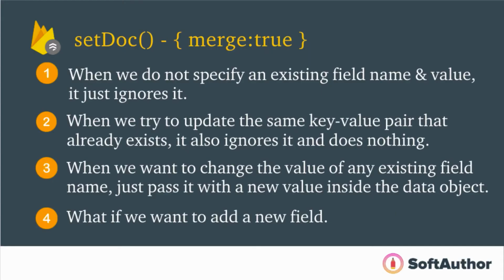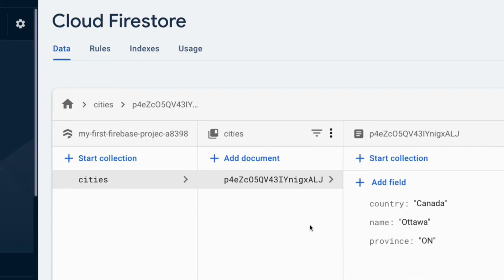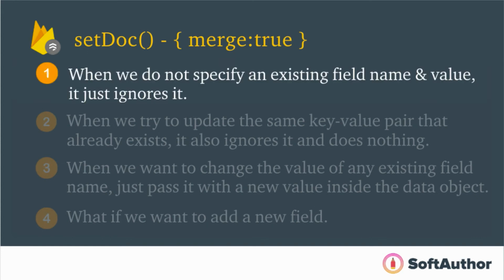It allows changing the updating behavior of the query with 4 different behaviors. Let's take a look at it one by one. Before going into those 4 behaviors, let's just quickly take a look at the Cloud Firestore database to see what we are going to update to. The collection cities has one document with 3 fields: name, province, country. Okay, let's see the first scenario when we have merge: true in the setDoc method.